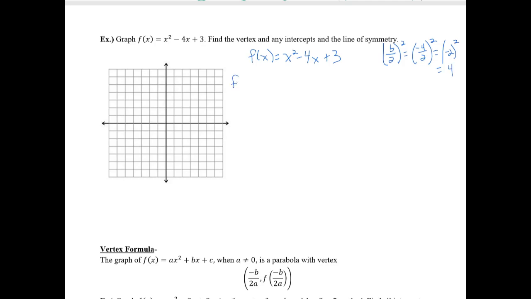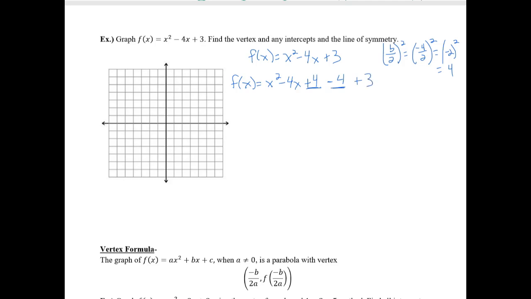So when we add it to our equation, we have to also subtract it. So we add 4 and subtract 4 at the same time. And we still have that plus 3 there.